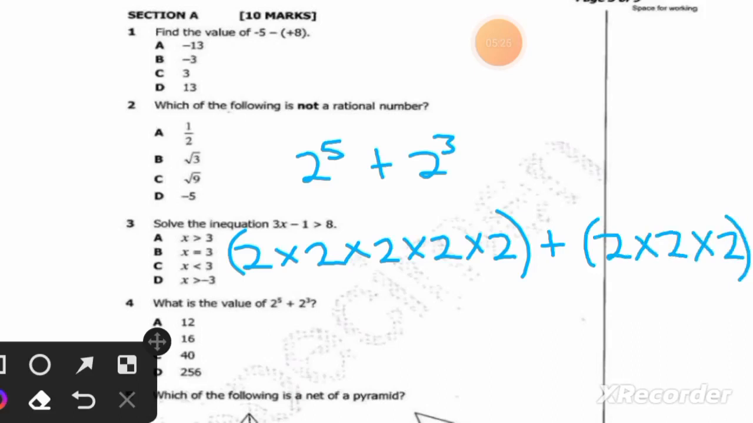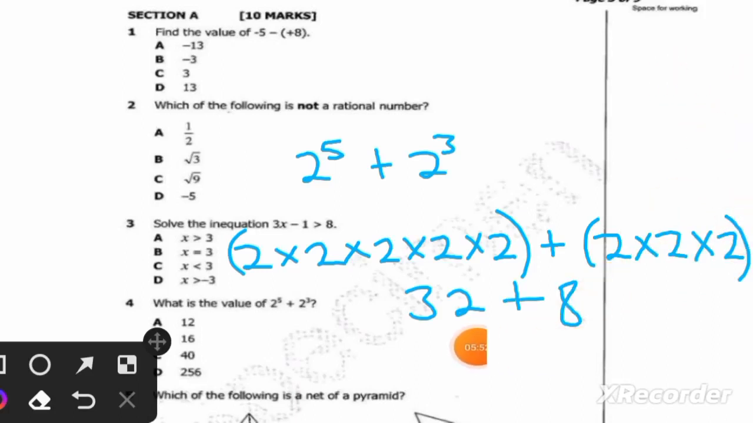Okay, so let us work out here. 2 times 2 is equal to 4. 4 times 2 is equal to 8. 8 times 2 is equal to 16. 16 times 2 is equal to 32. So here we are going to have 32 plus 2 times 2 is equal to 4. 4 times 2 is equal to 8. So here we are having 8.